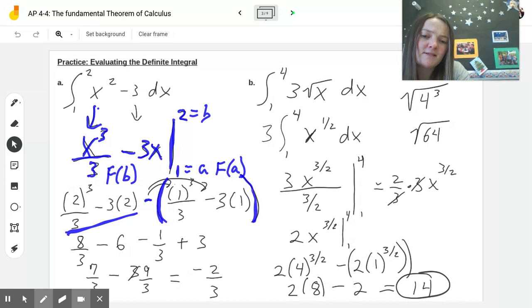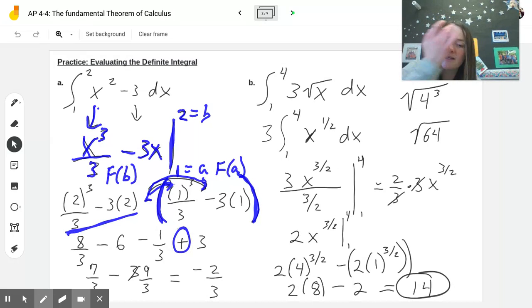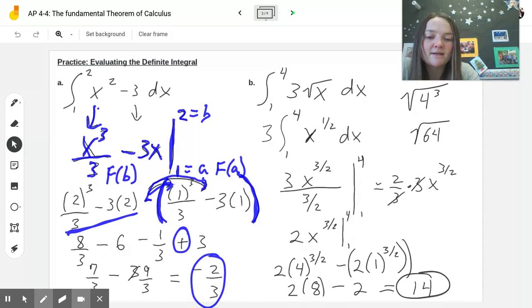I put parentheses here because you're going to see I'm going to actually use distributive property. This is one of the biggest mistakes that I'm going to see this year on integrals, is forgetting to distribute the negative. So if I distribute the negative in here, if I evaluate, I'm going to get 8 over 3 minus 6 minus a third, and notice it's going to be plus 3 because a negative times a negative is a positive. So if I evaluate this all the way, I'm going to get negative 2 over 3 as my solution. All right, let's move on to the next one.